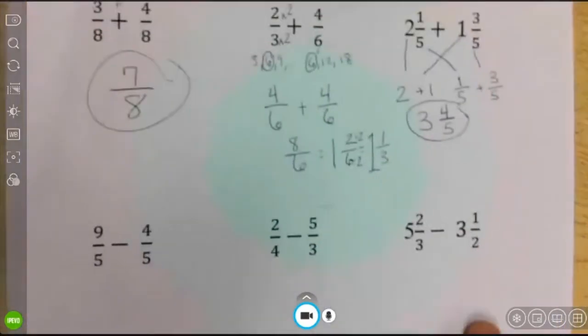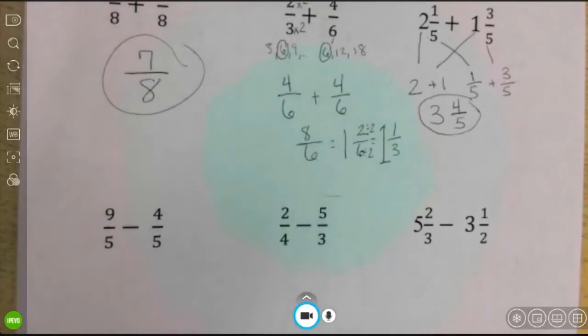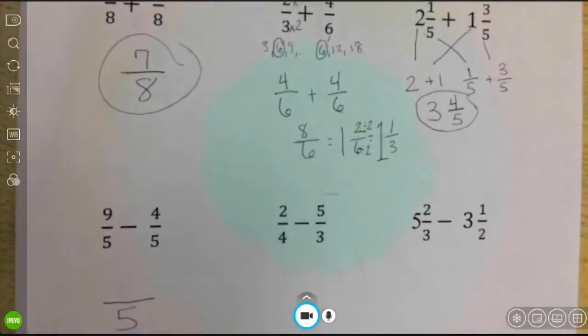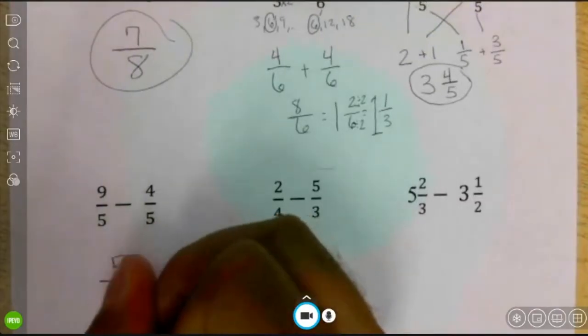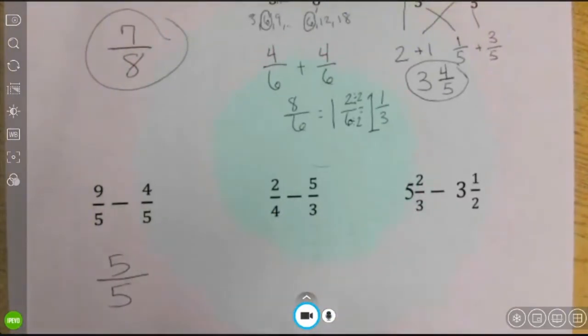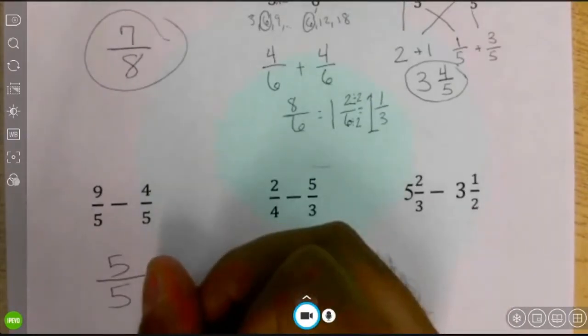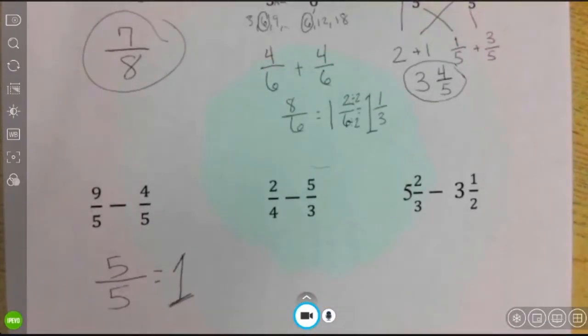All right. Now, let's look at subtraction. We have 9/5 minus 4/5. So we have a common denominator, so all we have to do is subtract our numerators. Our common denominator is 5. Now 9 minus 4 is 5. Perfect. And since 5 can go into 5 evenly, our answer would just be 1.